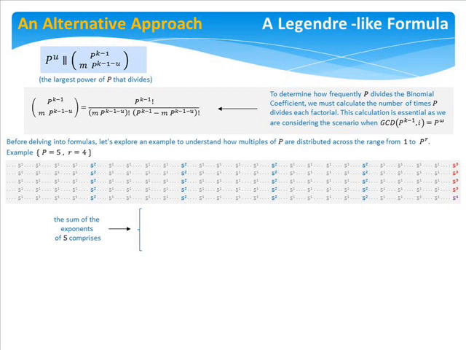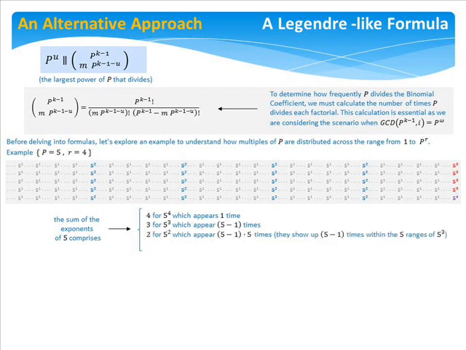Before delving into formulas, let's explore an example to understand how multiples of p are distributed across the range from 1 to p raised to r. As you can check in the table, the sum of the exponents of 5 comprises 4 for 5 raised to 4, which appears one time only, 3 for 5 cubed, which appears 5 minus 1 times, 2 for 5 squared, which appears 5 minus 1 times 5 times.